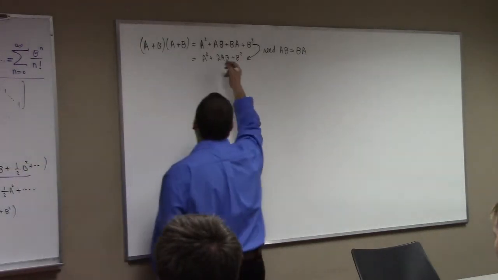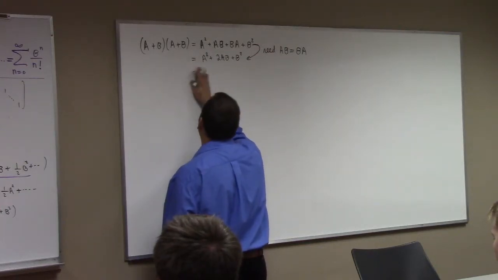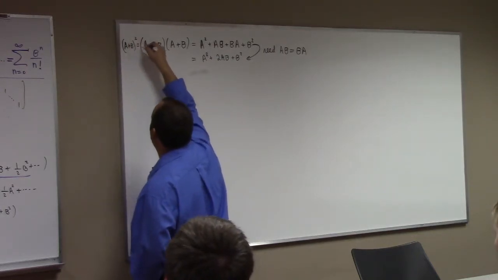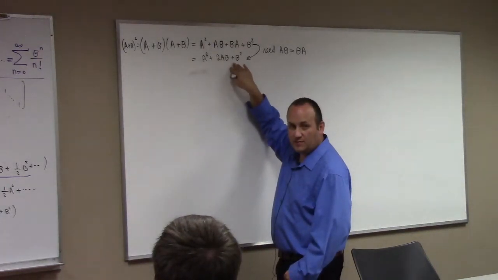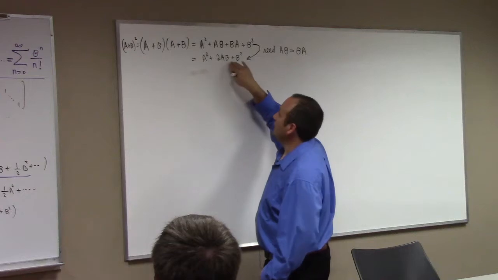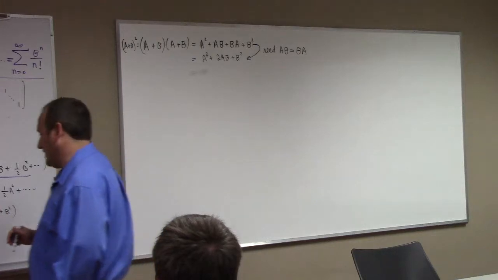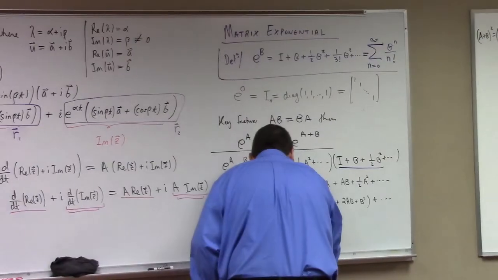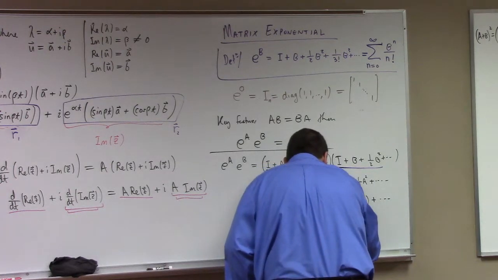But that being said, I can look at this 1/2 times A squared plus 2AB plus B squared. And the thing is, it's already on the board here. This is (A plus B) squared. So (A plus B) squared is equal to A squared plus 2AB plus B squared when A and B commute. More generally, (A plus B) squared is this thing up here, because we can't change BA to AB. But anyway, there it is. We have, up to quadratic order, I plus A plus B plus 1/2 (A plus B) squared plus dot dot dot.